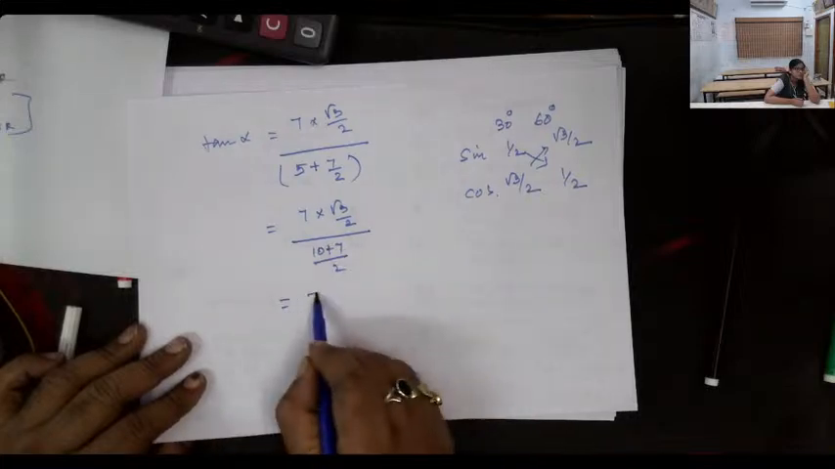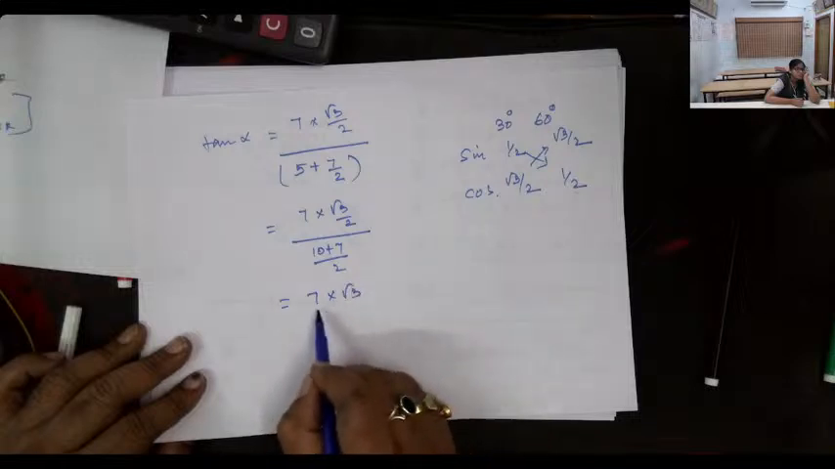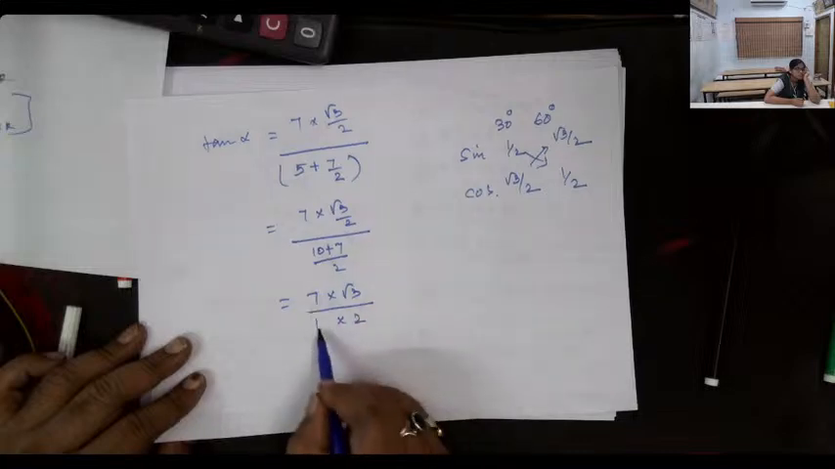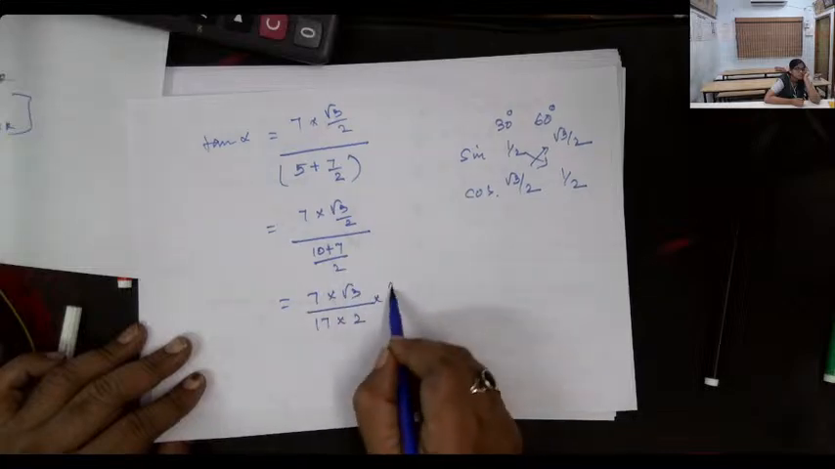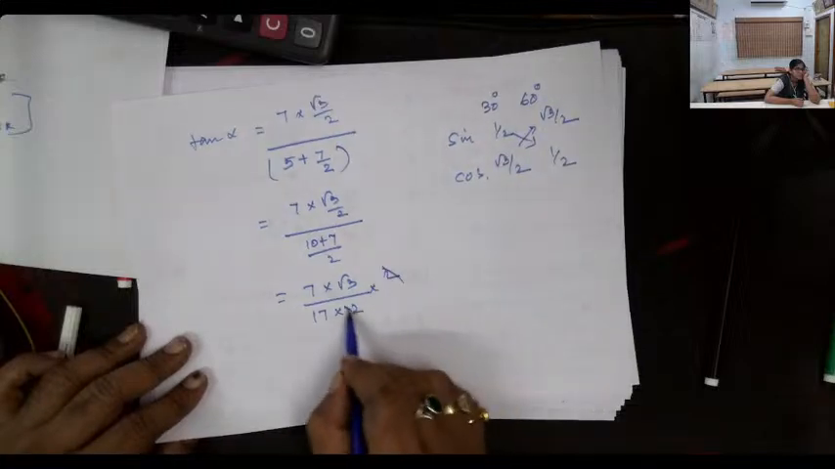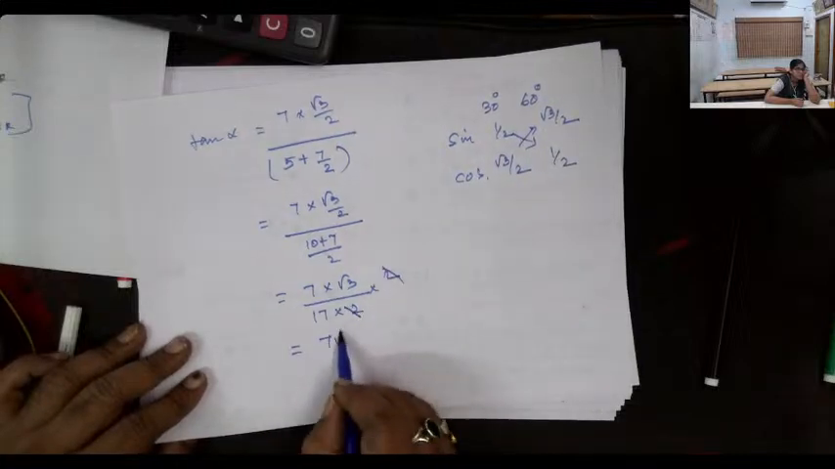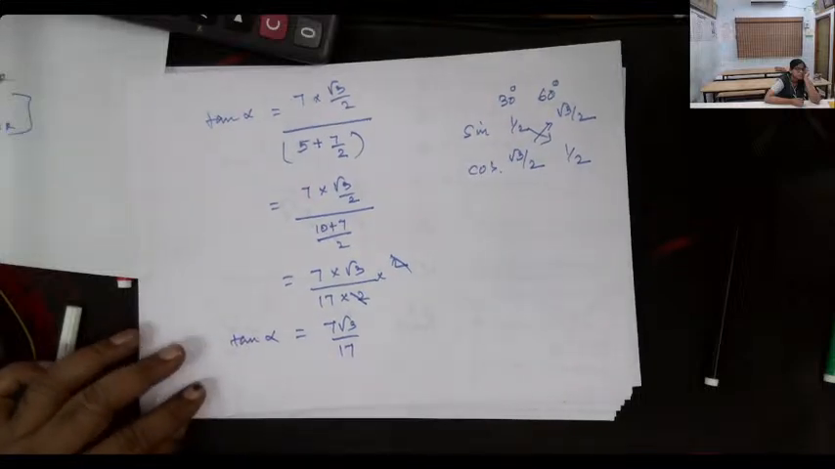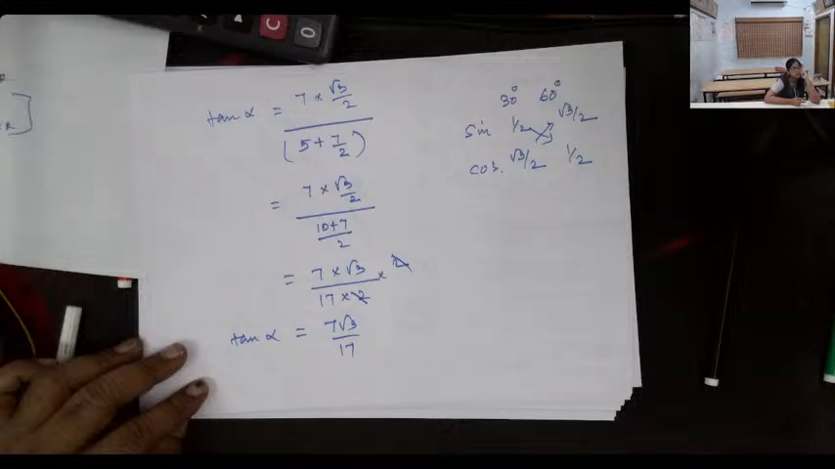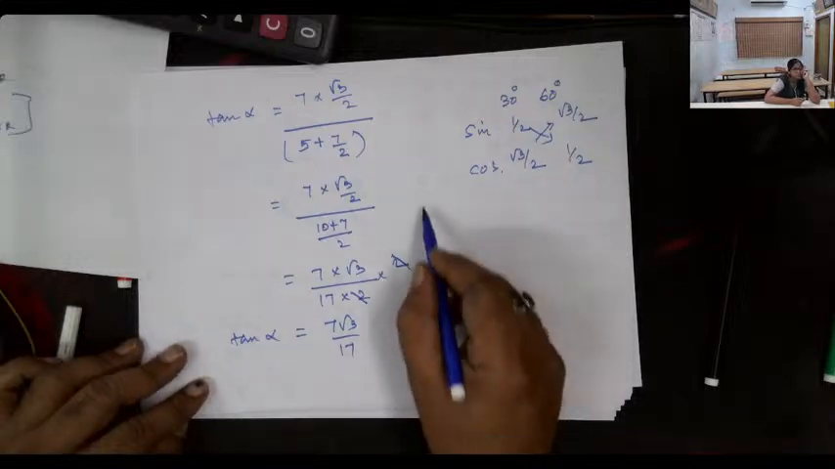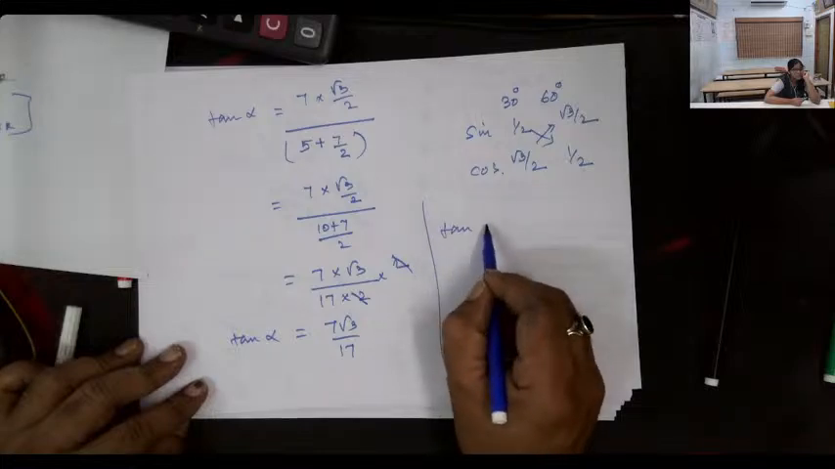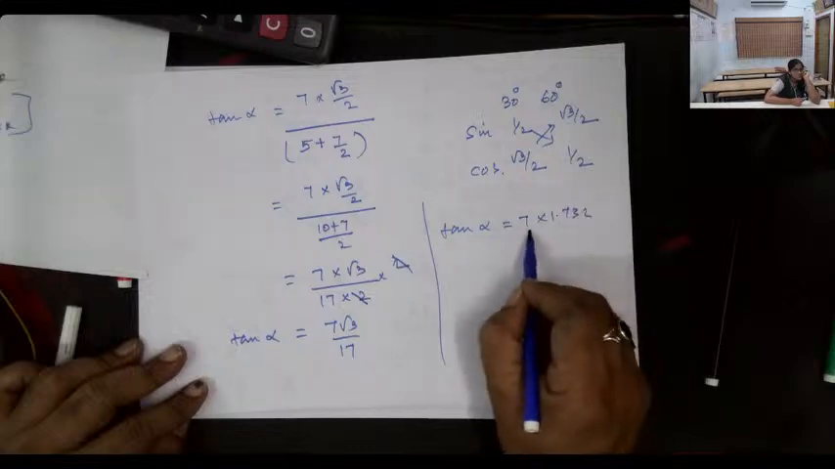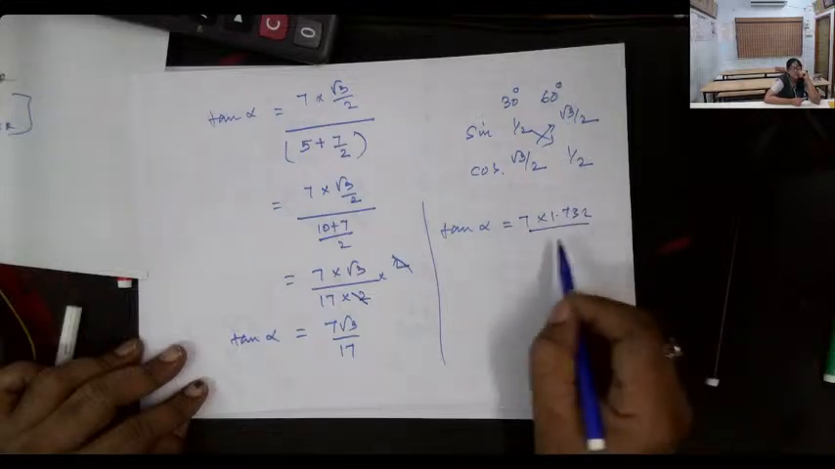Now we can cancel. So 7 into root 3 by 2, whole divided by 17 by 2, so 2 can be cancelled. So 7 root 3 divided by 17, this is tan alpha. So tan alpha is equal to 7 into 1.732, that is root 3, divided by 17.